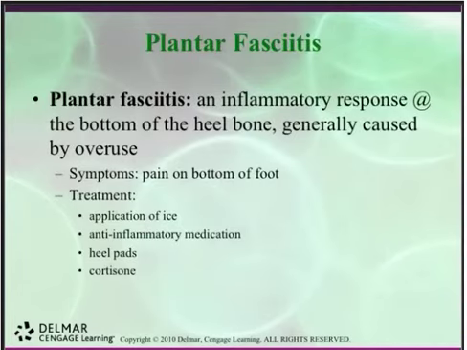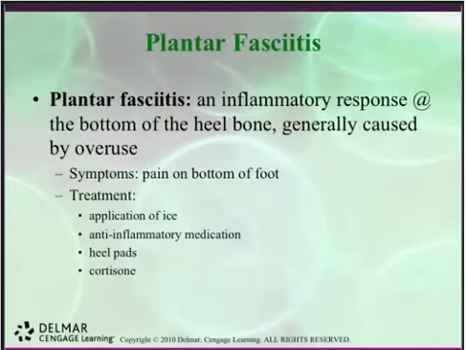Okay, plantar fasciitis, again another painful condition. It's an inflammatory response at the bottom of the heel bone, the calcaneus, and it's generally caused by overuse. Symptoms are pain on the bottom of the foot, feels sort of like an ice pick is being driven into your heel when you walk. Treatments include application of ice, the use of anti-inflammatory meds such as NSAIDs, heel pads, and cortisone.